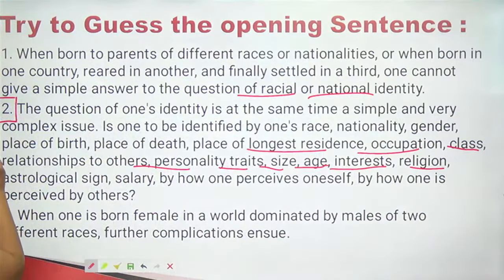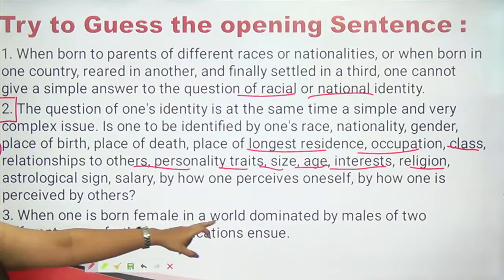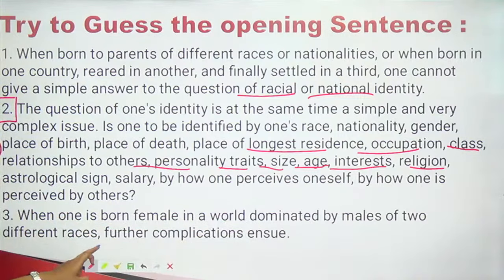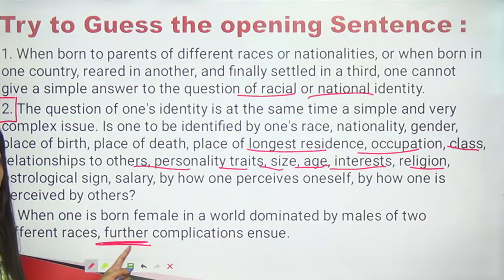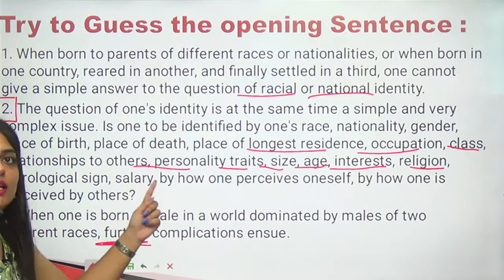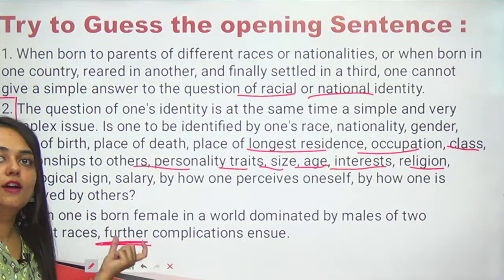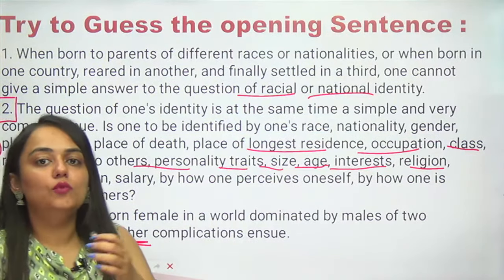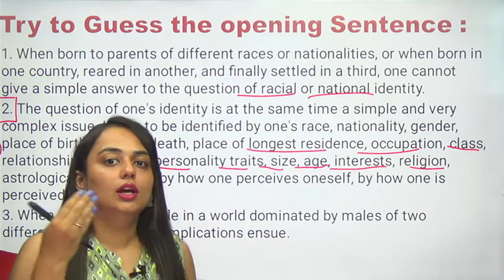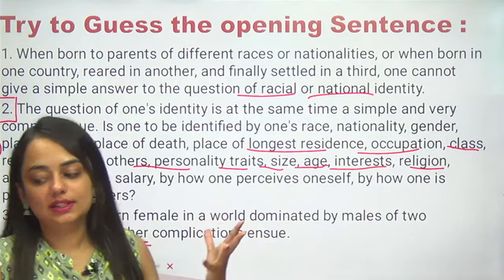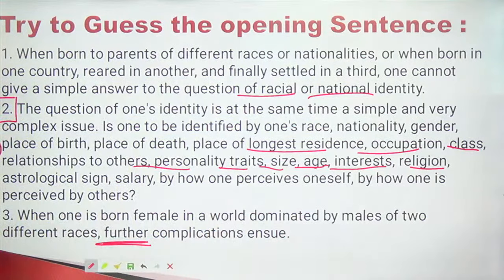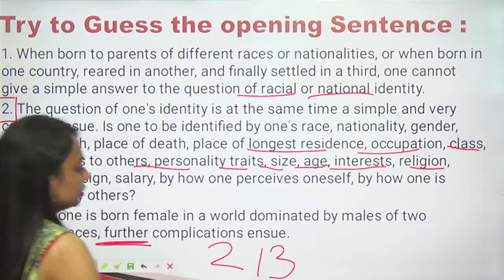So this is the first line. Now if you see the last one, when one is born female in a world dominated by males of two different races, further complications ensue. So this trigger word, this keyword further, states that there is some sentence preceding it, and that is the reason we are using this word further. Whenever we use this word further, obviously we are adding some additional information to something that has already been stated. So this is our last sentence. The right order should be 2, 1 and 3. So this is how you can guess.